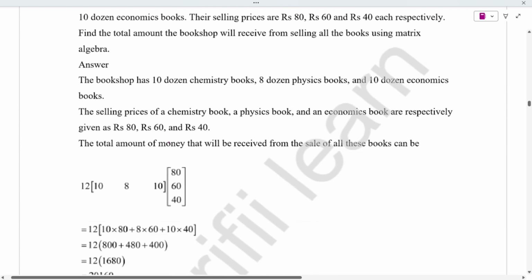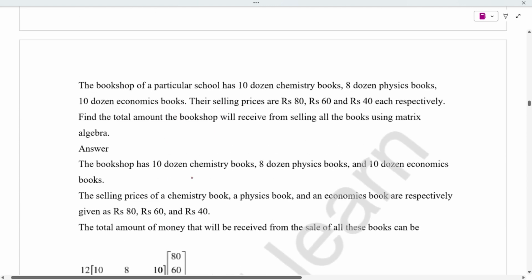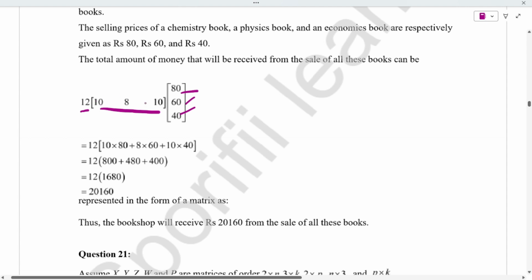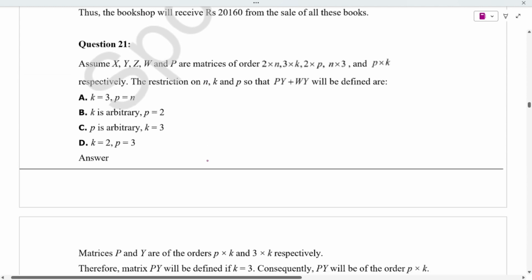Next question, you can see they have given the same type. Matrix will be 12, 10, 8 and 10, 80, 60 and 40 they have given. The same way you need to multiply, that means 12 into 10 into 80, 8 into 60 plus 10 into 40, and if you multiply that both you will get it as 20,160.